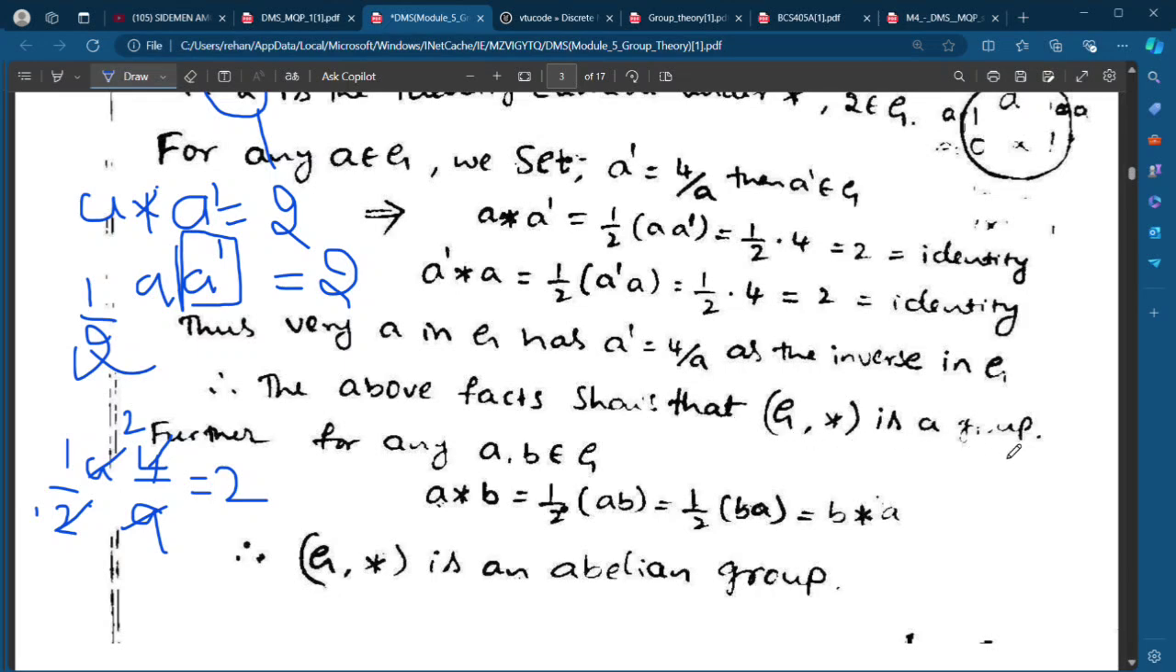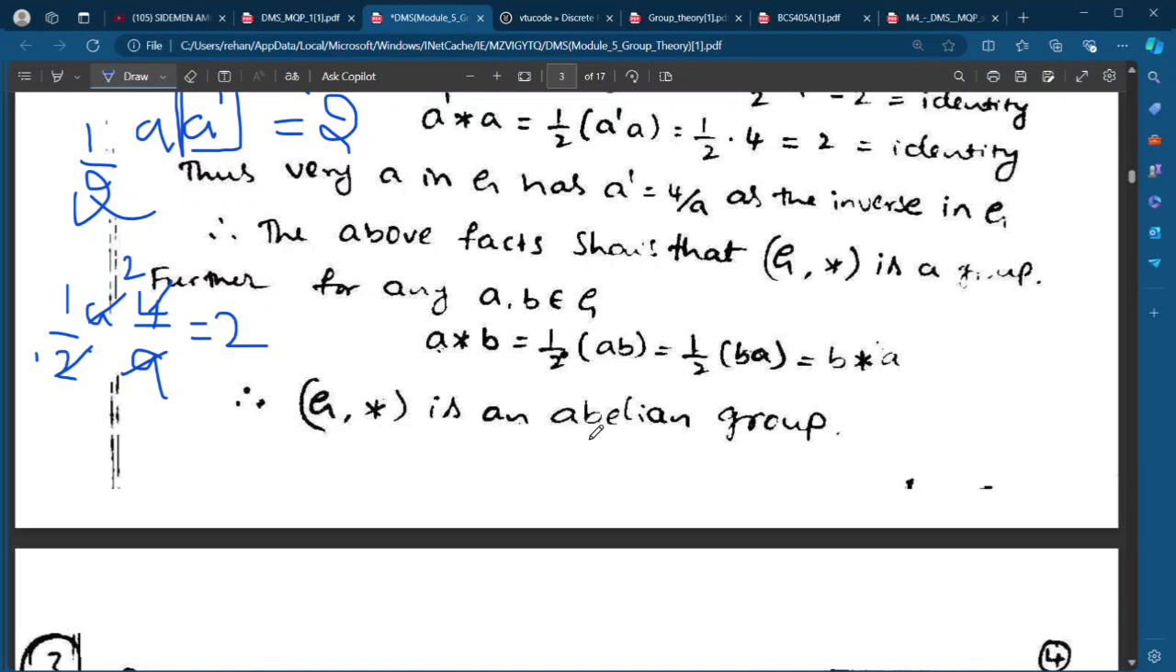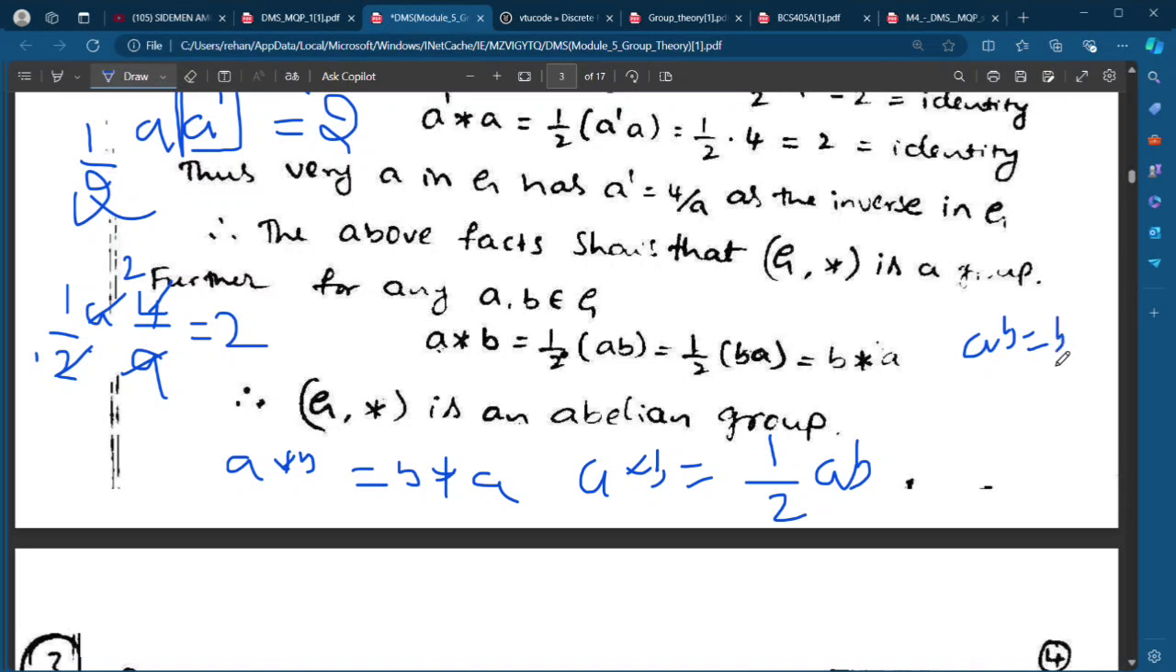So I will say that thus the above facts show that (G, *) is a group. Further, I have to say that it is commutative, which means A * B should be equal to B * A. How? Now I know that A * B is equal to, see here, half into AB. Now A into B is equal to B into A. So I'll write it as half into BA.